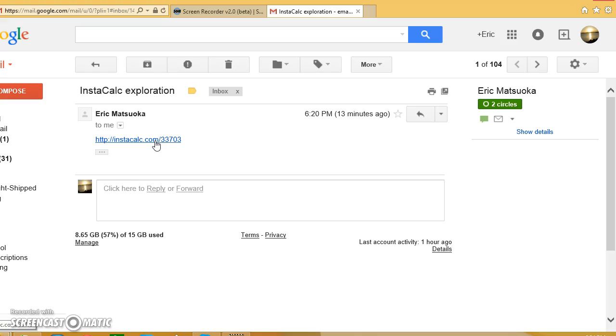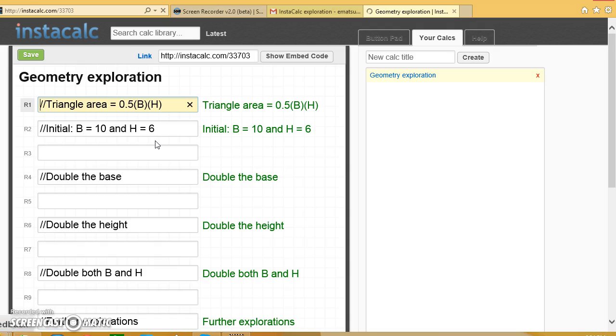I sent each of you an email with the subject line InstaCalc Exploration. Each member of the group got a different link, so please click on the link. Each of these links has a geometric formula that we're working with in this unit, along with some data that I want you to use and do an exploration with. So in this case, I have triangular area is the formula 0.5 times the base times the height.